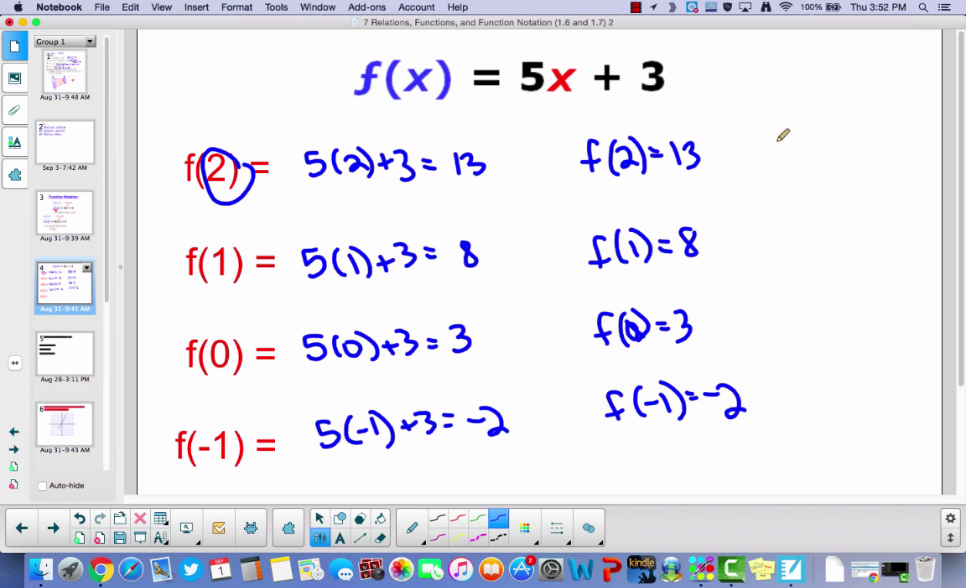This would be like having the ordered pair 2, 13 and plotting it. Plotting the point 1, 8. Plotting the point 0, 3. And plotting the point negative 1, negative 2.